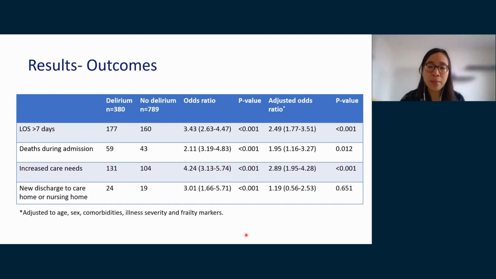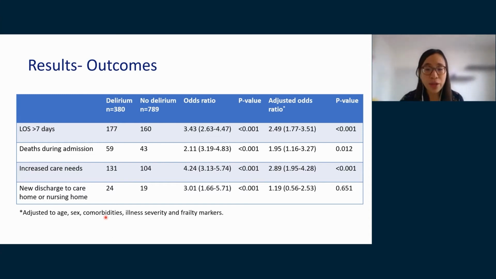In terms of outcomes, the odds for length of stay of more than 7 days, death during admission, and increased care needs were higher in patients with delirium. After adjusting for the confounders age, sex, comorbidities, illness severity, and frailty markers, this association remains significant, highlighting that delirium remains an important predictor of these outcomes over and above the confounding factors.